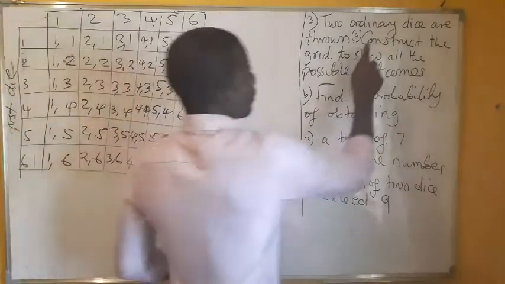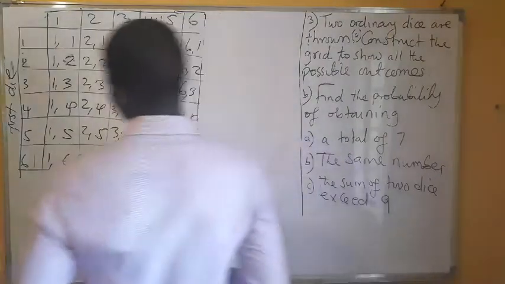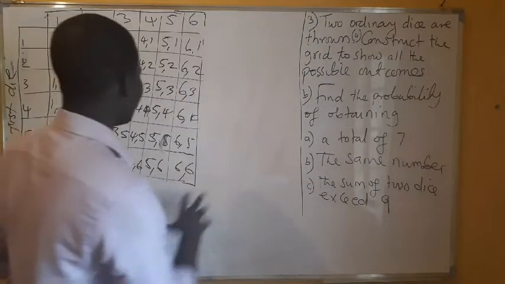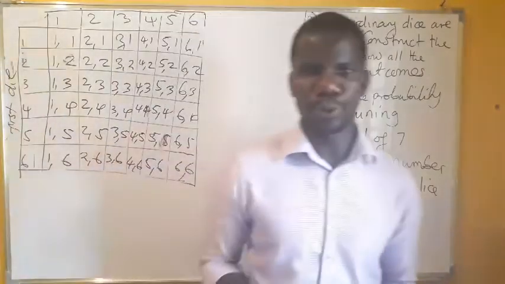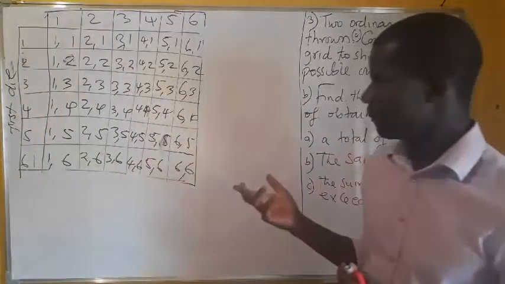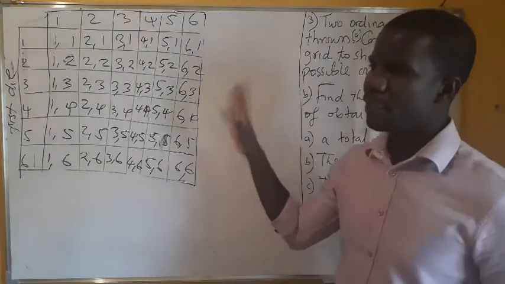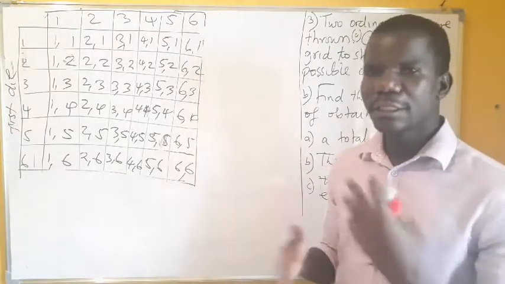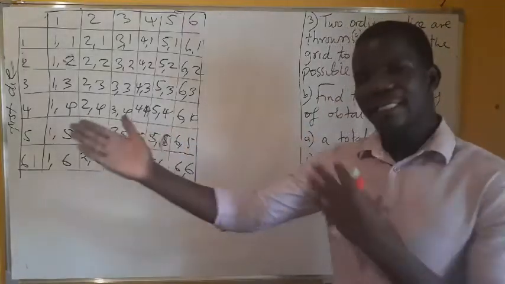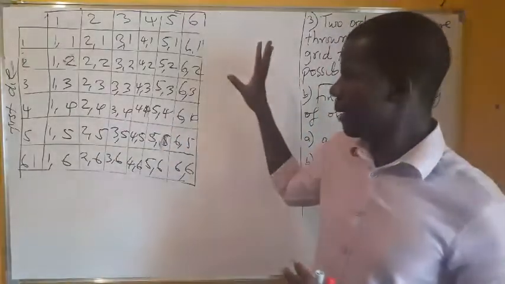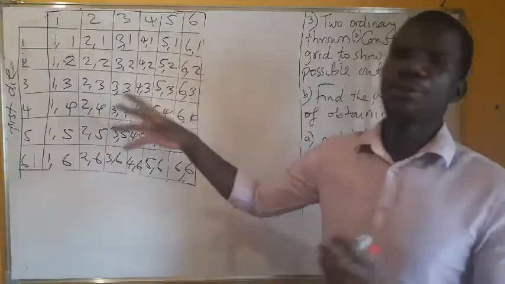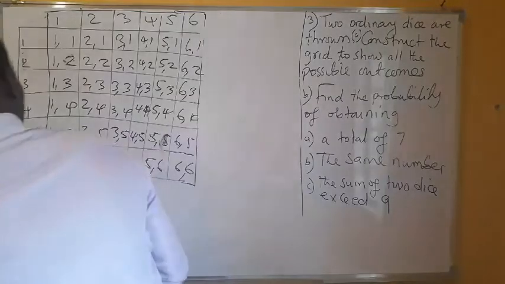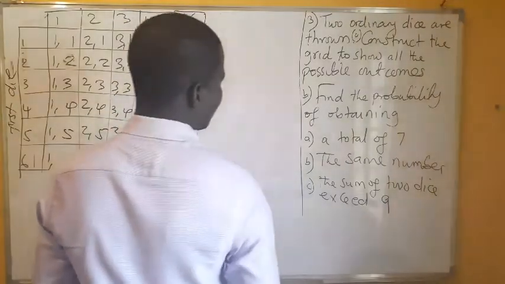What have we done? Construct the grid to show all the possible outcomes. We have constructed the grid to show all the possible outcomes. This is the grid that they want us to do, which we have just constructed. It's very simple. I've dealt with all the 3 that you expected. So make sure you write them down, so that each time you go through, you remember. You don't go back to the videos. You just get your book and go through what you wrote down. Okay?